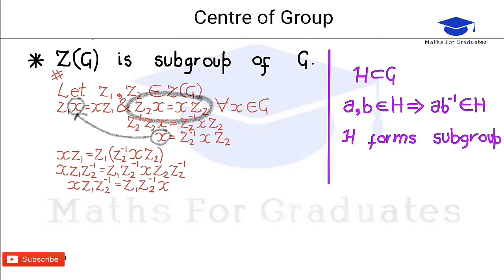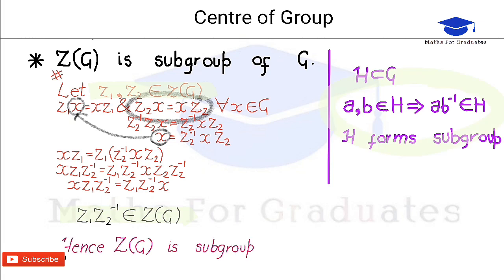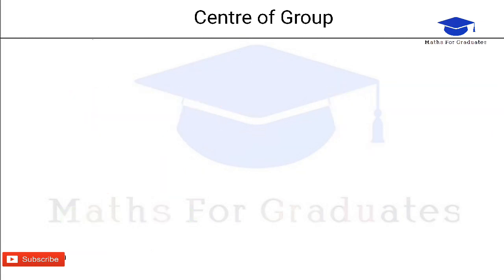If we look more closely, we'll observe that z1z2 inverse also commutes with all the elements of G. This means z1z2 inverse is also a member of Z(G). In the starting, we had z1, z2 in Z(G). Now we have shown that z1z2 inverse also lies in Z(G). This fulfills the necessary and sufficient condition for a subgroup. Hence Z(G) is a subgroup. This completes the proof.